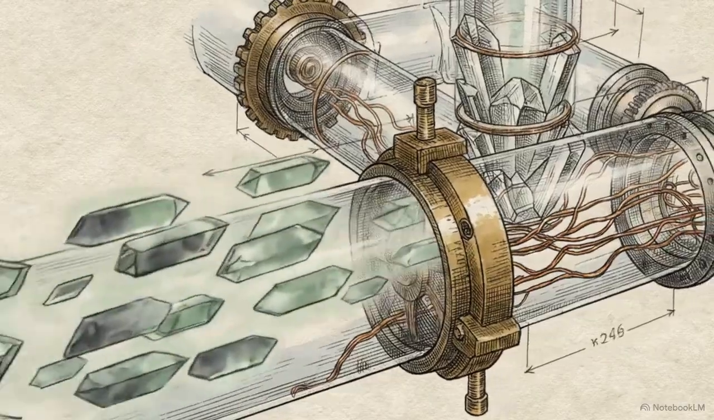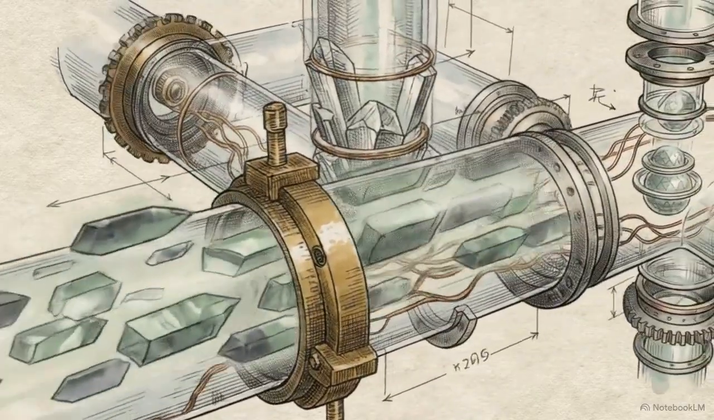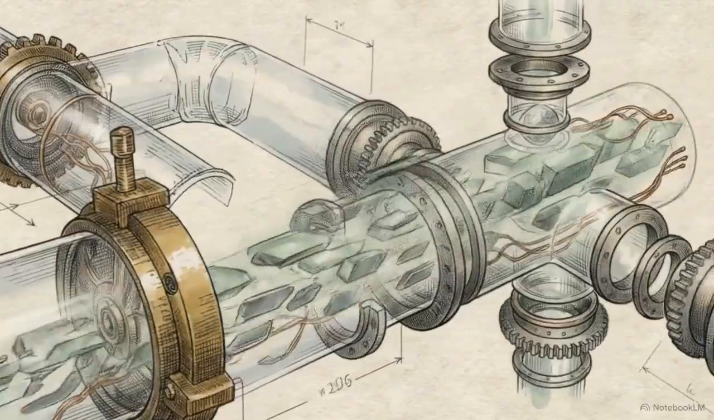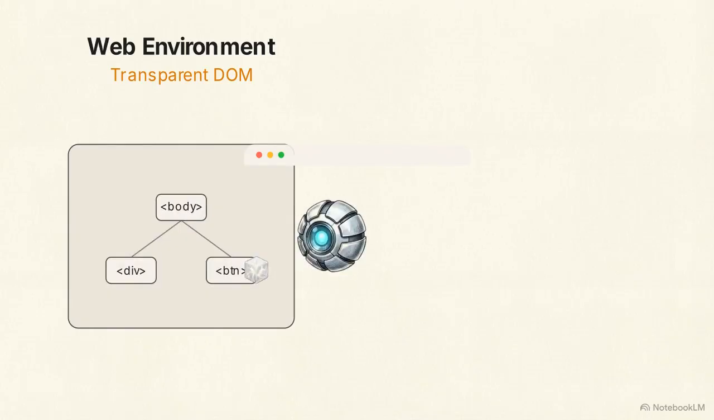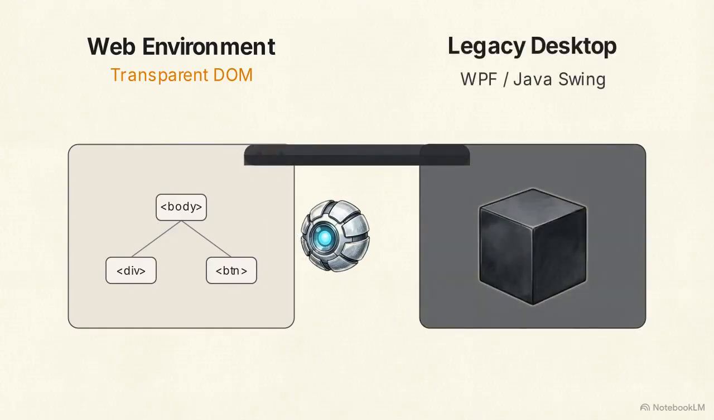AI agents have integrated into web development workflows. They write code, launch browsers, inspect the results, and manage the entire iteration loop. This works because web applications are transparent. Through Chrome DevTools, an agent can programmatically read the HTML DOM, check element states, and execute clicks.